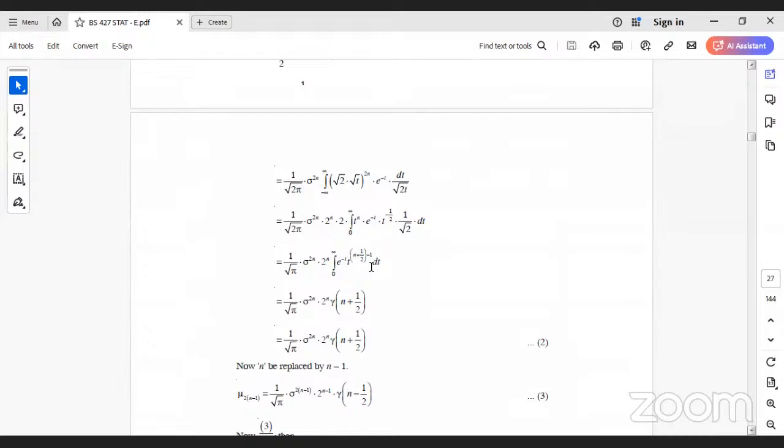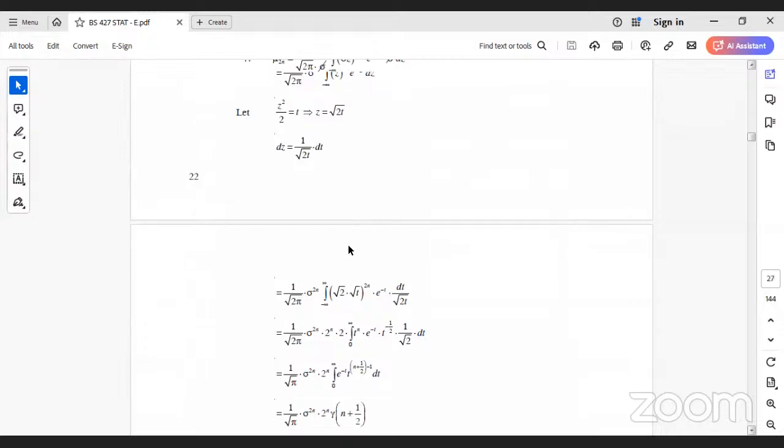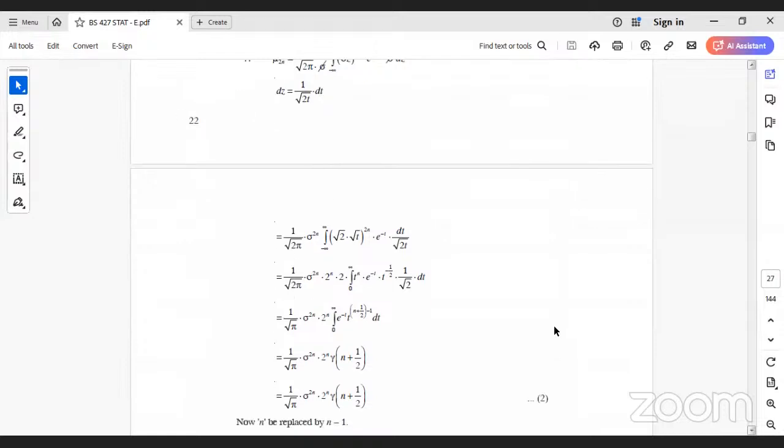So 1 by root 2 pi sigma, 1 by root 2 pi into sigma 2 pi, integration from minus infinity to infinity. Within the brackets, root 2 into root t whole power 2. Root 2 into root t, root 2 into 2 into root 2t. So e power minus t dt by root 2t. 1 by root 2 pi sigma 2 pi is 2n into 2 into integration of 0 to infinity t power n e power minus t, t power 1 minus 1 by 2, 1 by root 2, dt, 1 by root pi.